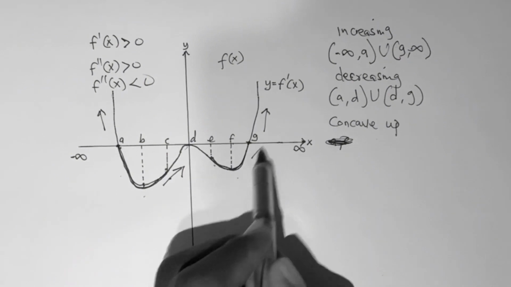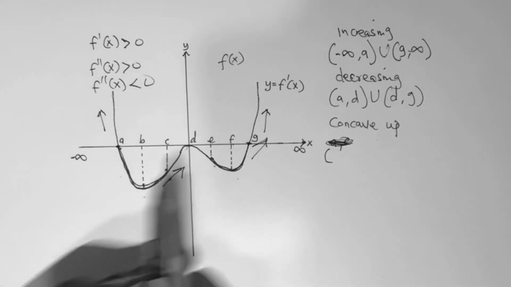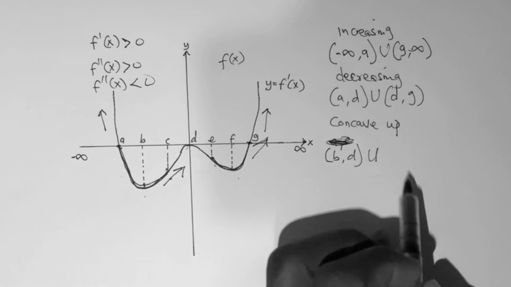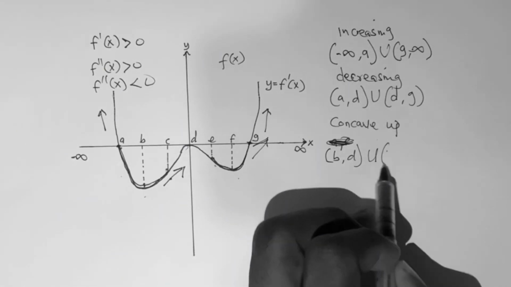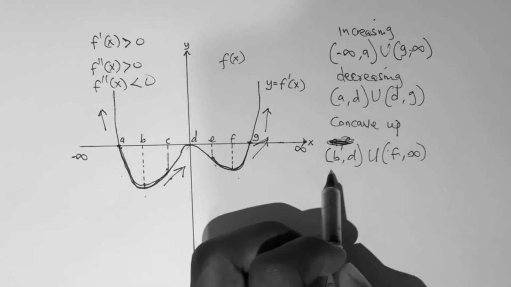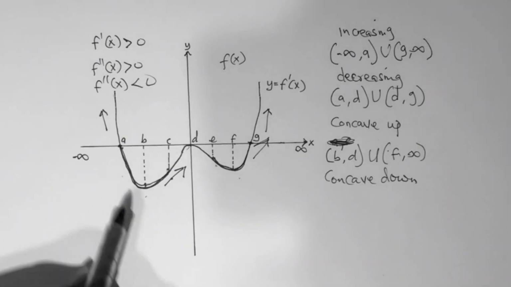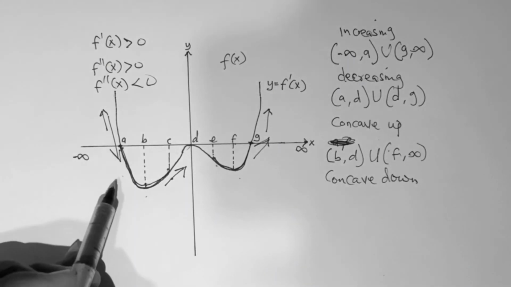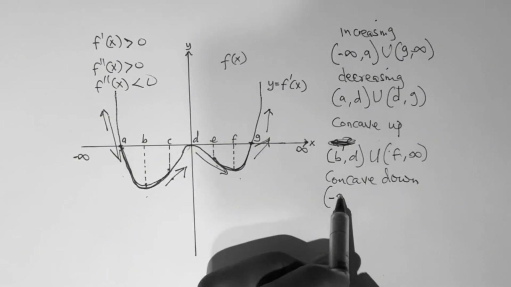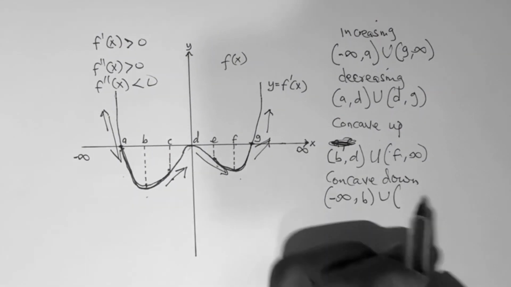And then also in this region. So for the concave up, we are talking about b to d union f to infinity. Then concave down. The concave down situation is this region, this interval. It is concave down here, it is also concave down here. So we are talking about minus infinity to b union d to f.